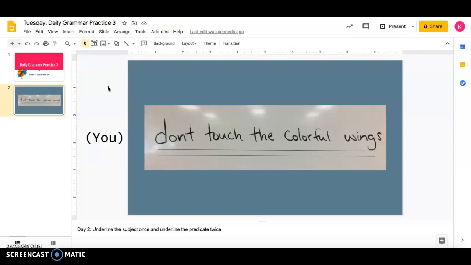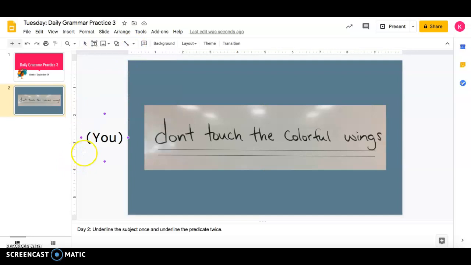So if I looked at you and I said, rather than don't touch the colorful wings, I said, pick up the paper on the floor. You would understand that you are the subject. You are the person who is supposed to do that action because I'm speaking to you. Okay, this is a really tough concept and topic, but we're getting introduced to it and we will rock it out this year.